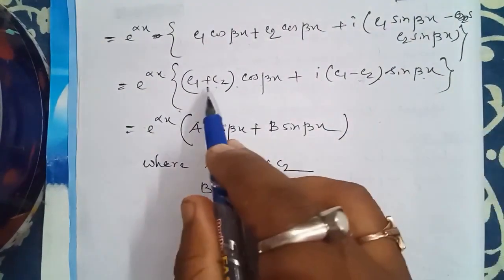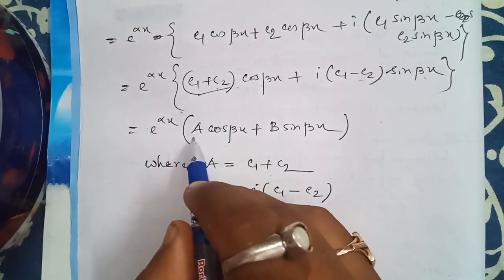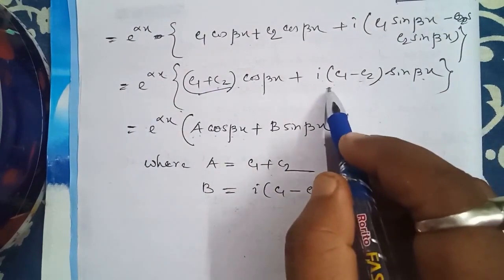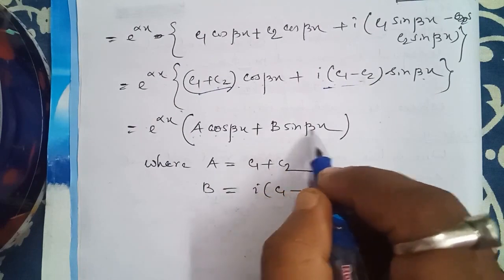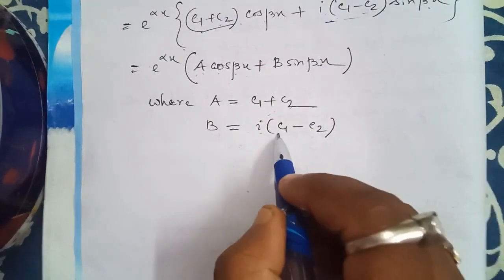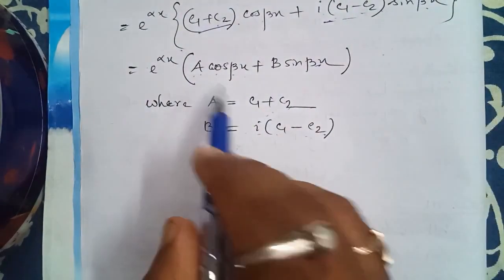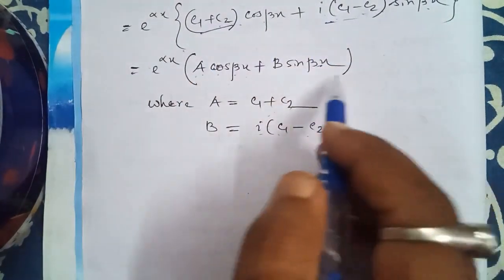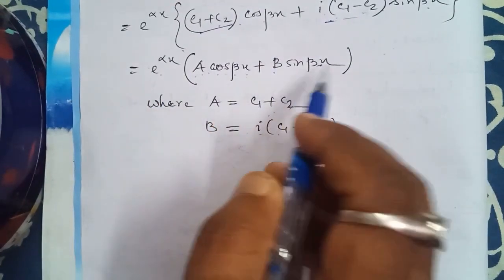We write c1 plus c2 as a new constant, capital A, into cos beta x, plus we write i into c1 minus c2 also as a new constant, capital B, into sin beta x. Meaning the value of A is c1 plus c2 and the value of B is i into c1 minus c2. So the solution we got when the roots are complex conjugates, the complementary function, is e to the power alpha x into A cos beta x plus B sin beta x.